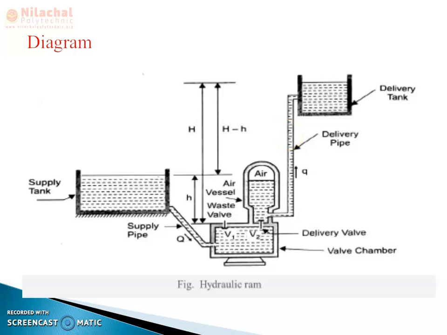After this process is complete, here it will lose the pressure. After delivery, it will lose the pressure. Then this delivery valve automatically closes. This is a non-return valve. After that, again the water is flowing from the supply tank. At that time, the waste valve will be open. Like that, the cycle will be continued.